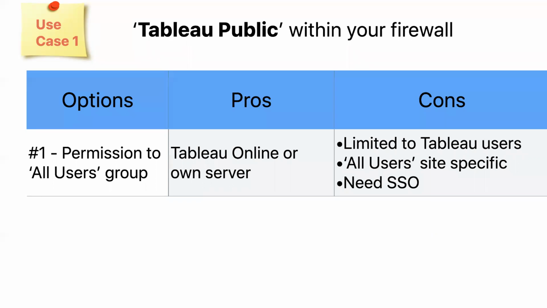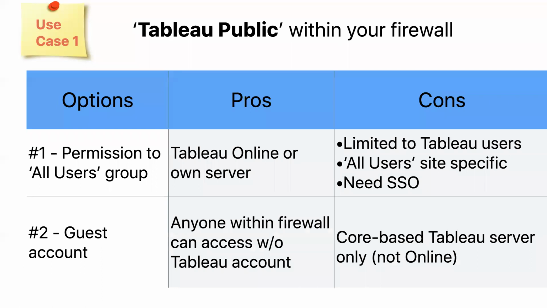Now, the second option is if you have a core-based Tableau Server license, okay, there is a guest account that can be enabled. Once you have the guest account enabled, you can grant permissions to this guest account. And then basically any workbook that grants permissions to the guest account can be accessed by anyone within your organization without a Tableau account, without a username, without a password. Again, this applies only to core-based server licenses. Let me show you.